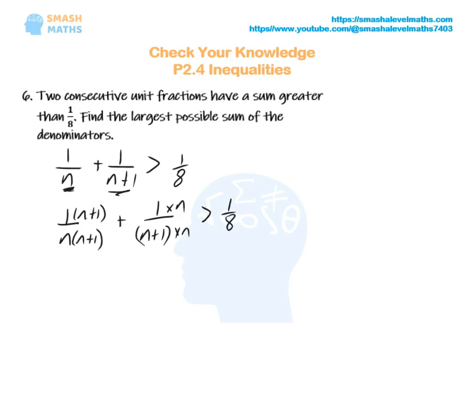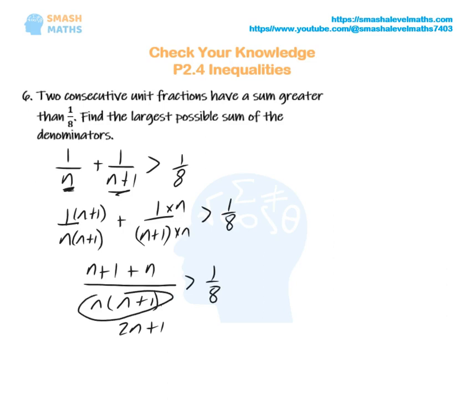So what we've got now is n plus 1 plus n all over n bracket n plus 1 is greater than 1/8. And so we're going to multiply out. Let's do a bit of tidying up on the top as well, so we've got 2n plus 1 there. Let's take this bit on the bottom and take that over to the side, that's going to be n plus 1. And the 8, let's take that over as well.